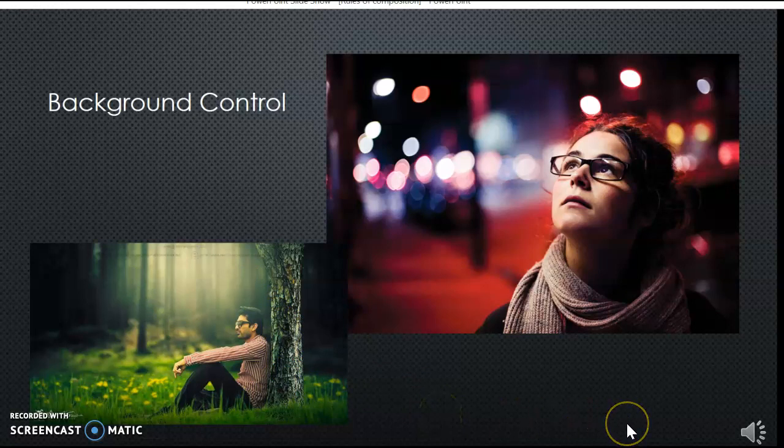If your subject matter is standing in front of something that's not appealing, take the time to move them. Really pay attention to what is behind them.